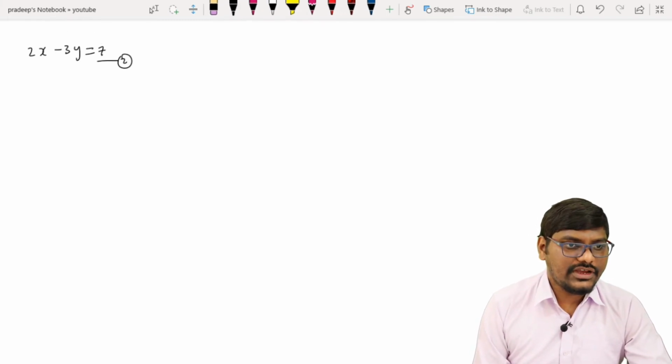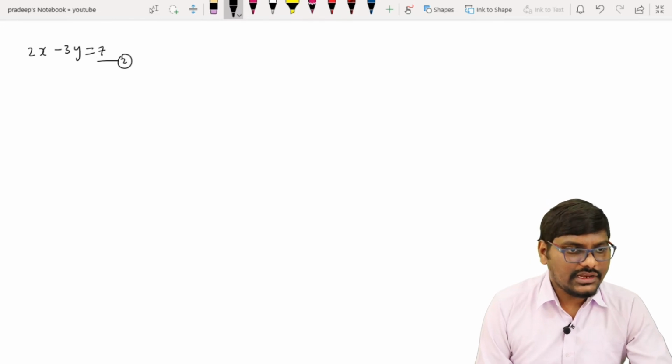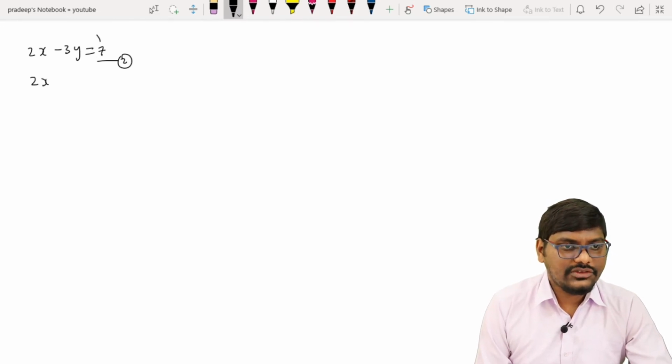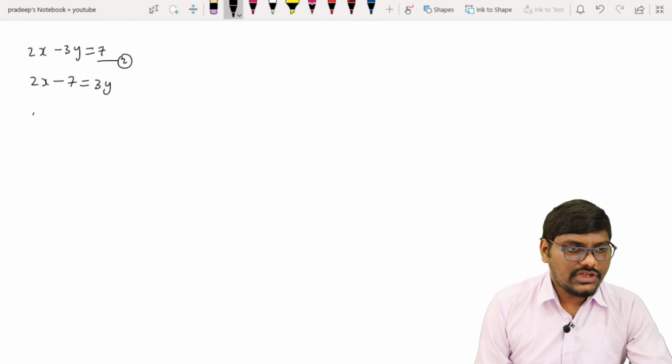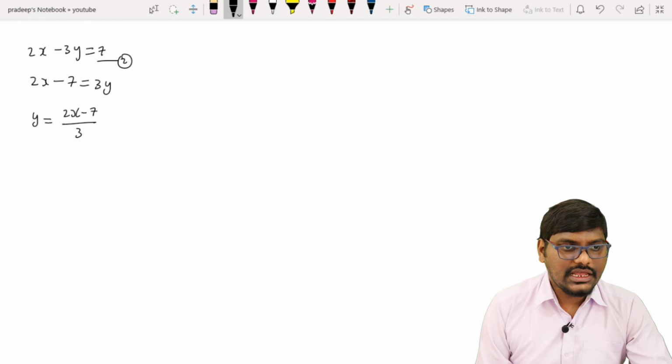I'll take 7 to this side and I'll bring 3y to this side. So I'll get 2x. As I bring 7 to this side, the 7 will become minus. And as 3y is already minus, when I bring it to this side, that will become plus 3y. Now if I send this 3 to the other side, it will go to the denominator. So I'll write y is equal to (2x minus 7) by 3.